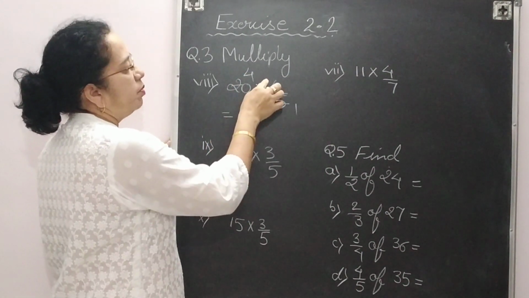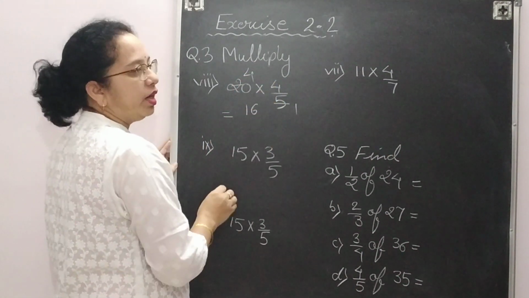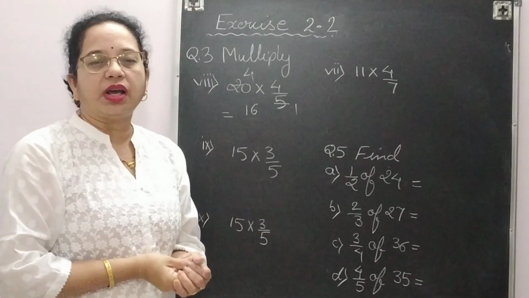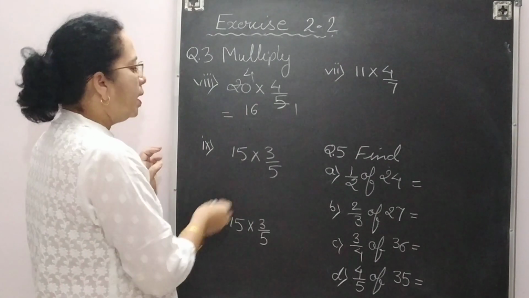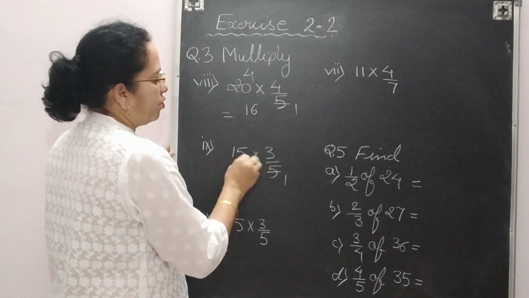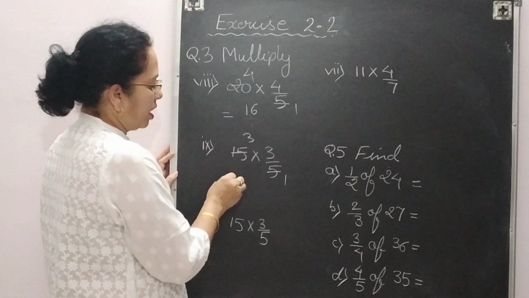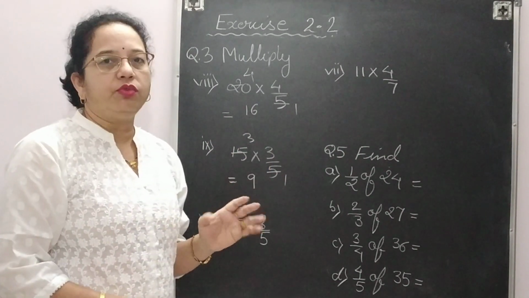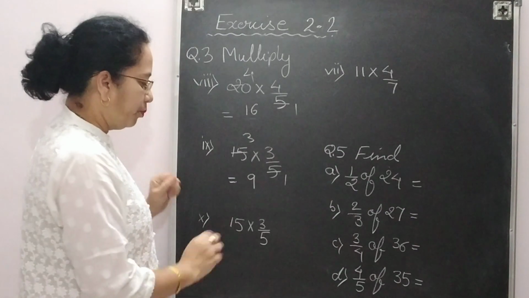Now at last I will multiply numerator with numerator: 16 upon 1. We are not writing 1 in the denominator. So the answer is 16. Your next sum, again you can cut: 5 ones are 5, 5 threes are 15. Again multiply numerator with numerator: 9 upon 1. We don't write 1 in the denominator.